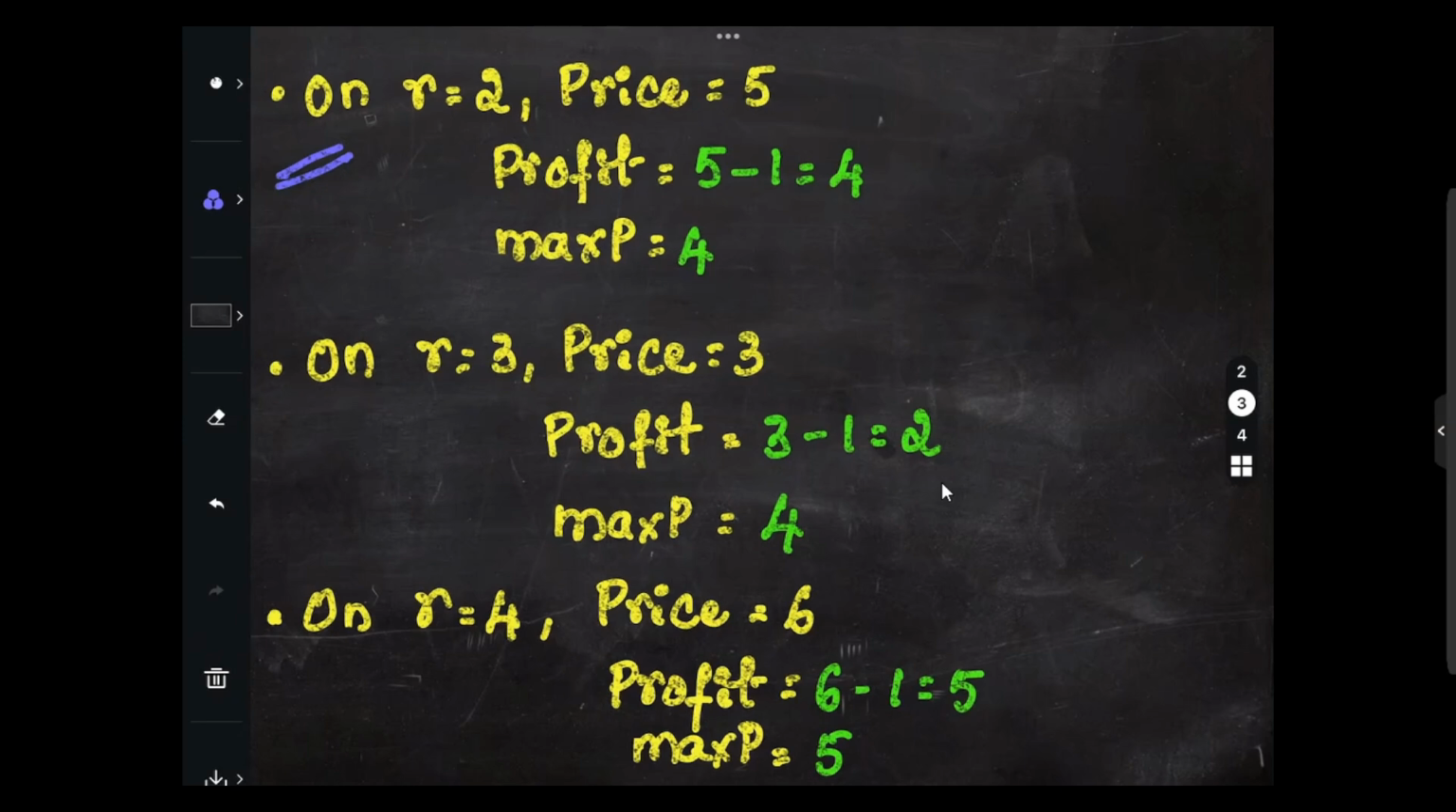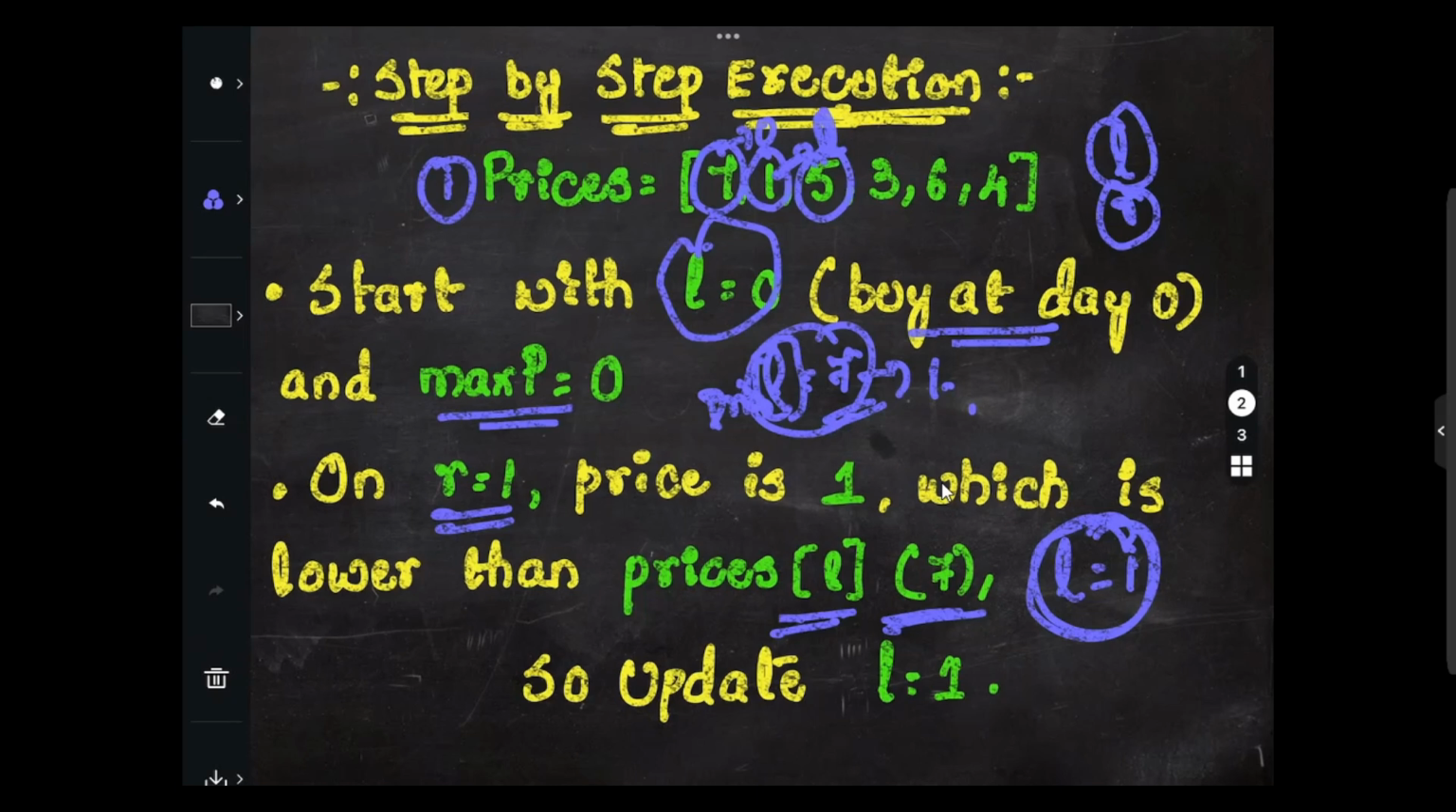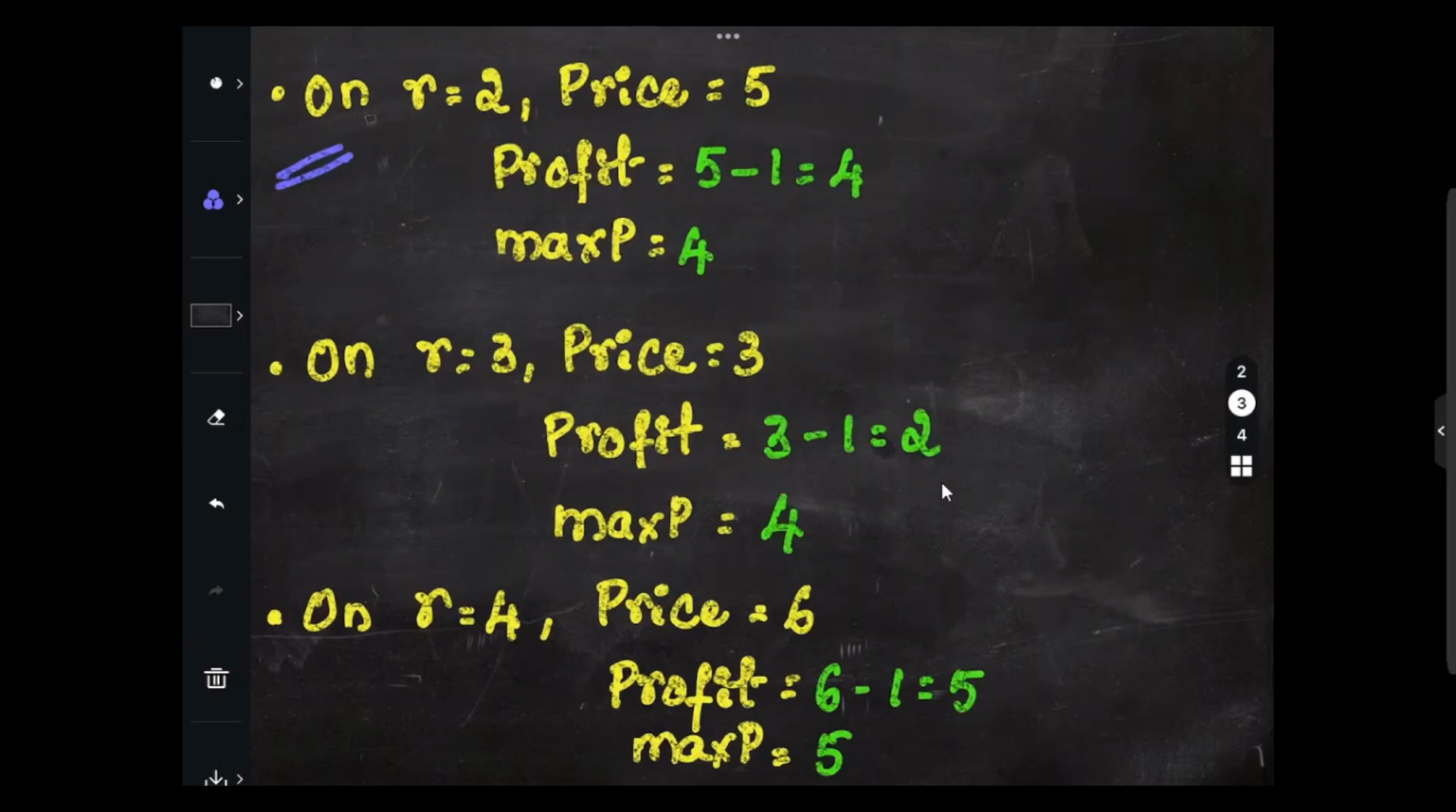If you observe here, initially L equals 0, and the price of L we have considered. We are moving the right pointer step by step, one by one. We are sliding this, right? So we are making use of a sliding window.